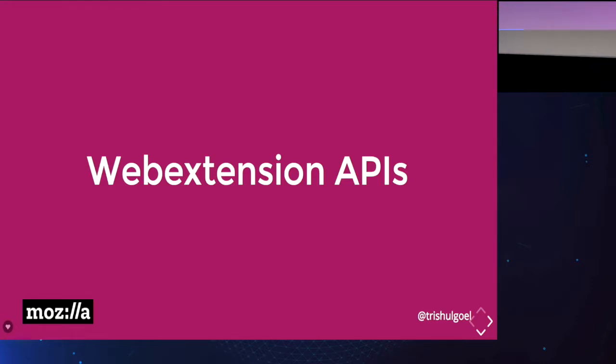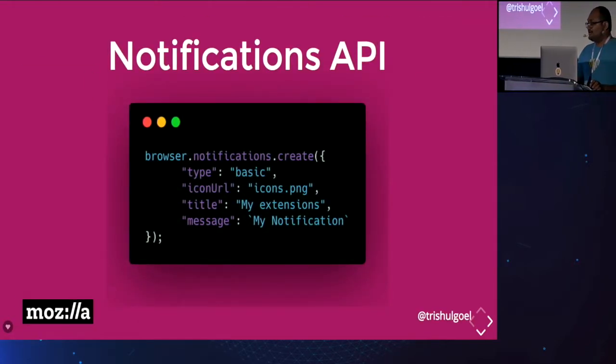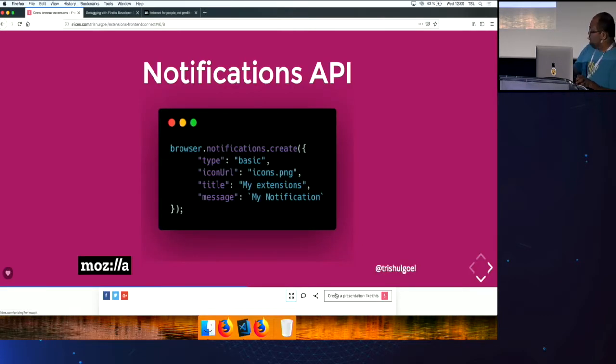Please bear with me, because this can be dangerous. That's the notification API. Whenever I want to throw a notification to a user, I will use this API. There's a type, icon URL, title, and message. Type is basically a flag for what kind of notification this is. There are some compatibility issues: Firefox only supports the basic type, while Chrome supports a bit more.